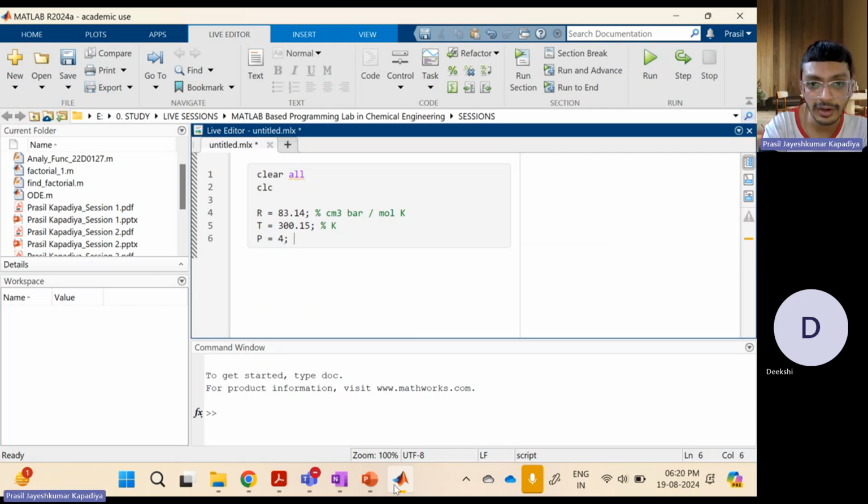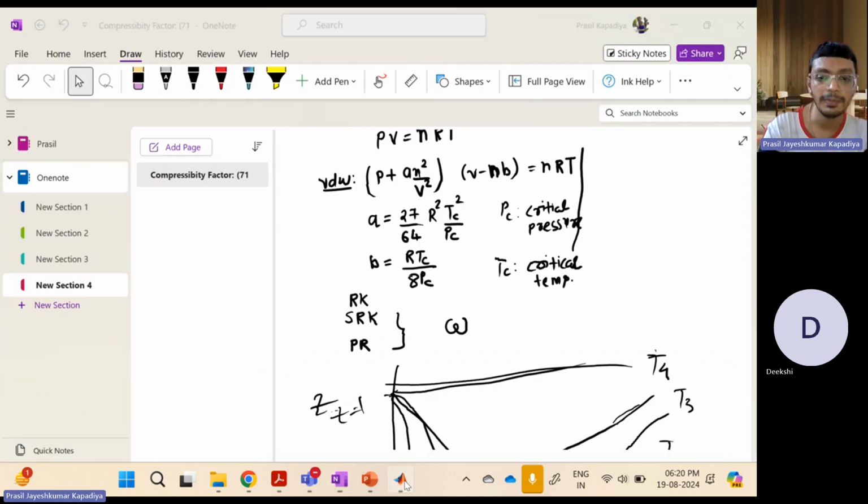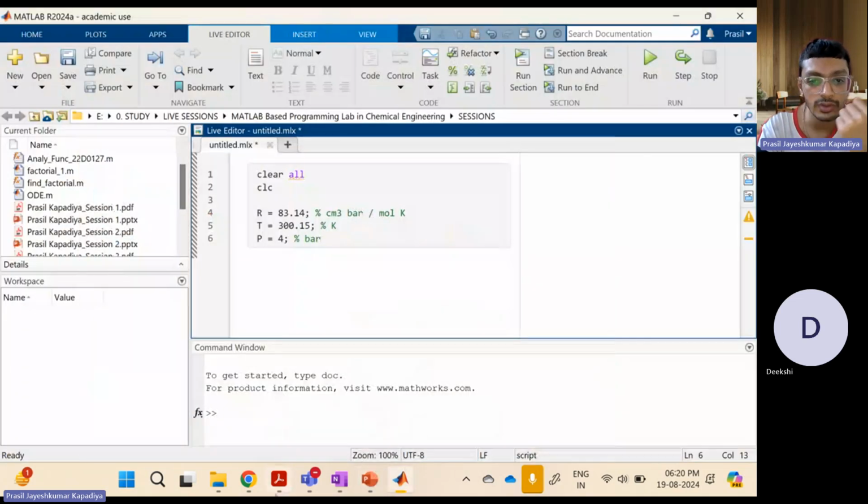I can't write 4 bar, right? So in the comment, I will be writing the unit of pressure as bar. Now I need to know the values of TC and PC. Here it is already given, but let's say you are not given the values of TC and PC.